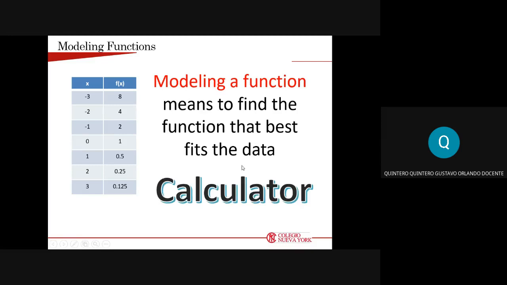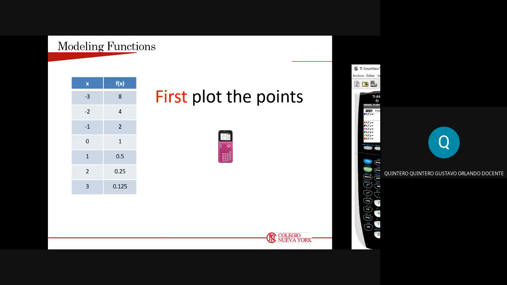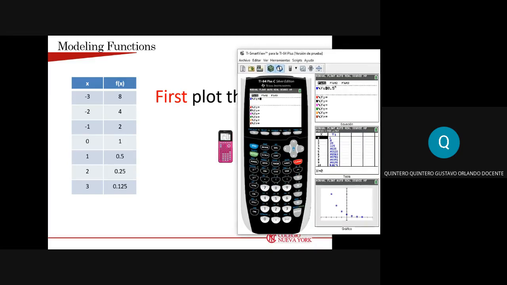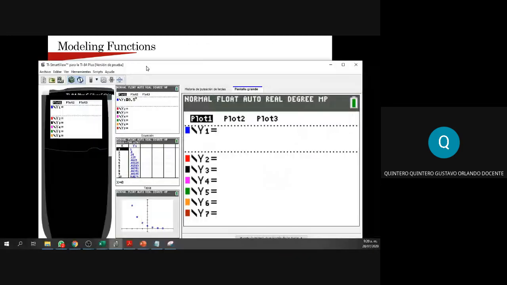This is how. Take a look at your calculator. I'm going to have to use mine as well, right? This is the part where you use your calculators, guys. Step 1. We're going to plot the points. If you know how to plot points using your calculator, then you're good to go. If you don't know, you're going to have to use your calculator and follow my instructions.